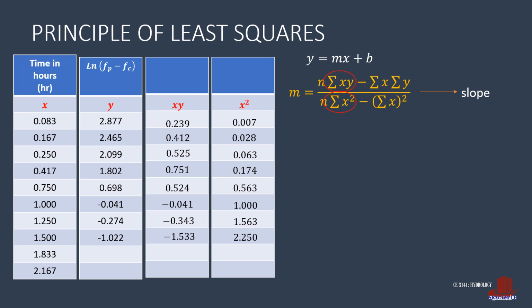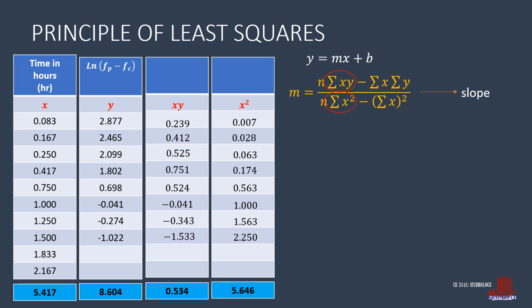After filling out individual slots, take the summation of each column. The summation of x turns out to be 5.417. The summation of y is 8.604. Then the summation of xy is 0.534. And also the summation of x squared is 5.646. Plug these values into m. First is n, which is the number of data points. For this example, the last two inputs are cancelled out due to non-existent y, thereby giving n as 8.